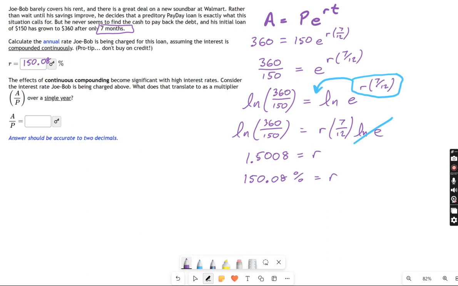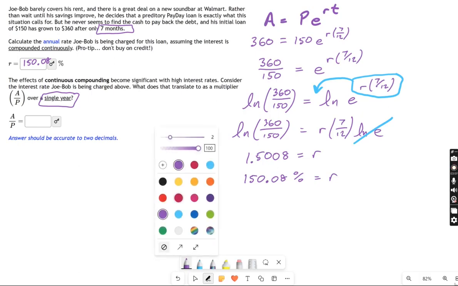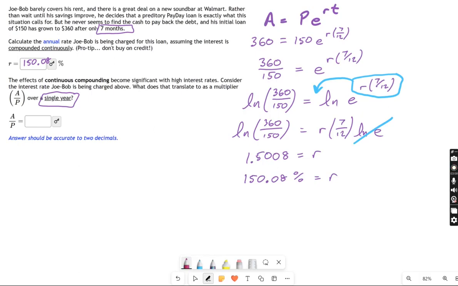That's not even annualized. When I say annualized, I mean, what's this going to actually turn into over a single year? Well, we've got an equation for this. So let's just plug in. I'm going to switch my ink just so we can keep track of things. I'm going to plug it into my equation for PERT. That guy. Except we're asked for A over P. So just divide both sides by P. And you get A over P equals e to the rt.